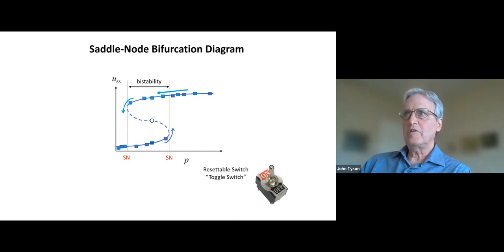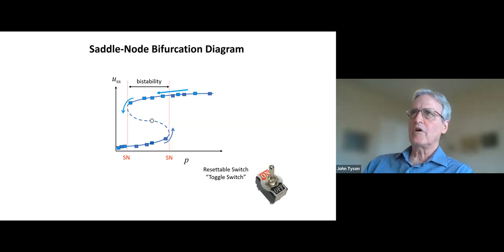This bistability makes this a resettable switch, which I'll call a toggle switch. You push the parameter up and you flip the toggle switch from the off state, the lower steady state, to the on state. You push the parameter back in the other direction and you flip the toggle switch back to the off state.